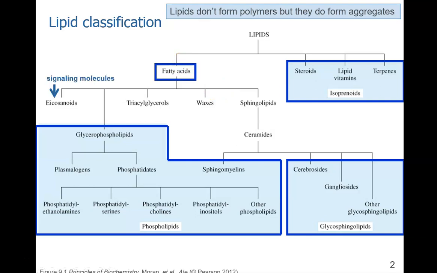Eicosanoids are signaling molecules. Triacylglycerols are oxidized for energy. And sphingolipids and glycerophospholipids are found in membranes. In this class, we will mostly focus on the lipids that we see in membranes and the triacylglycerols that are oxidized for energy.